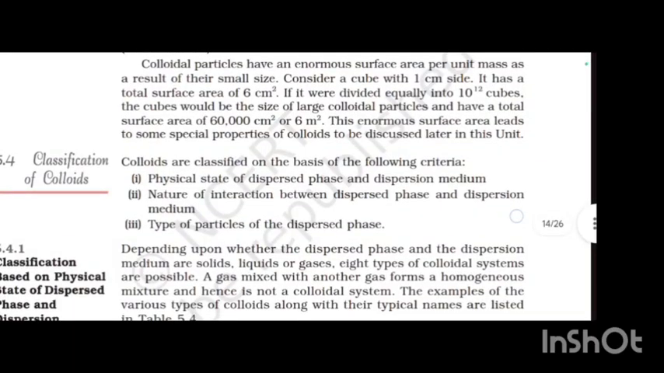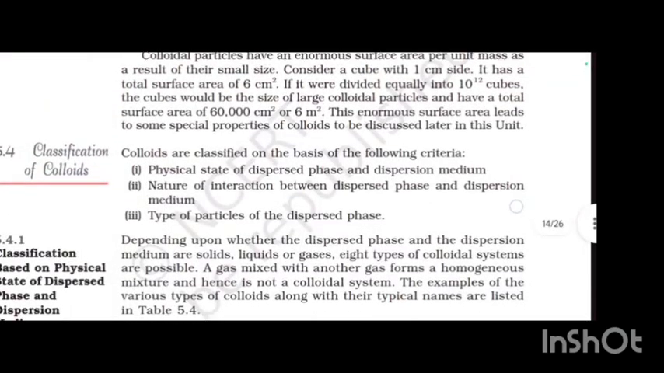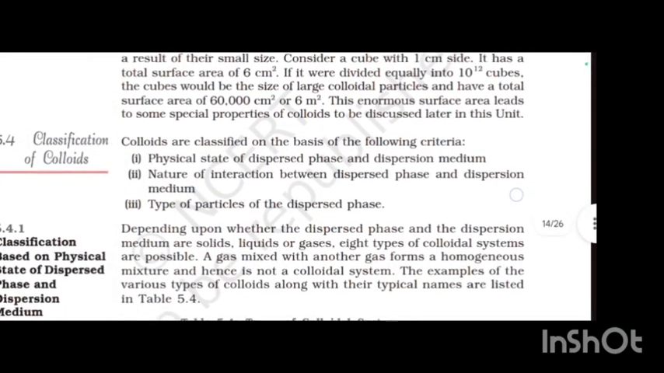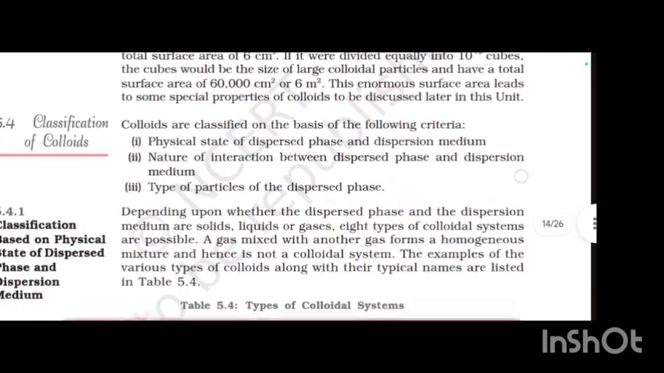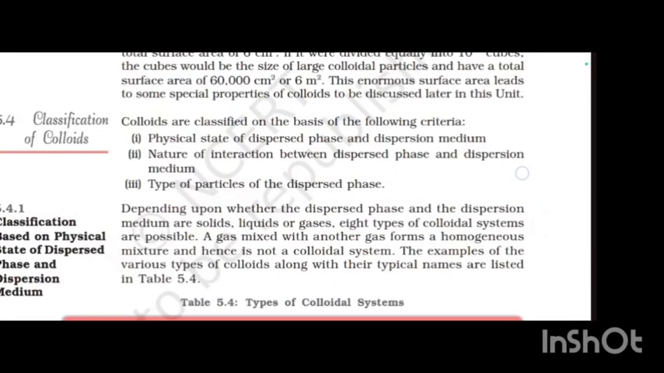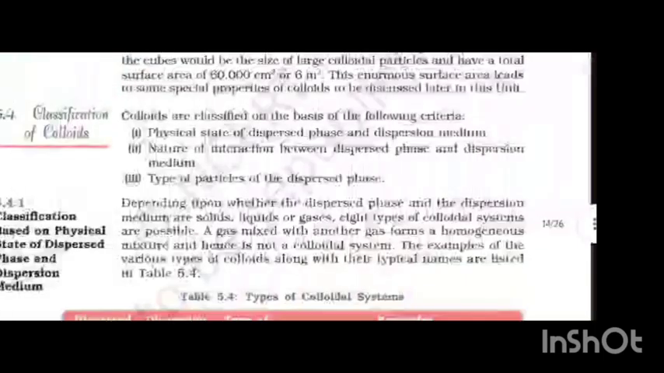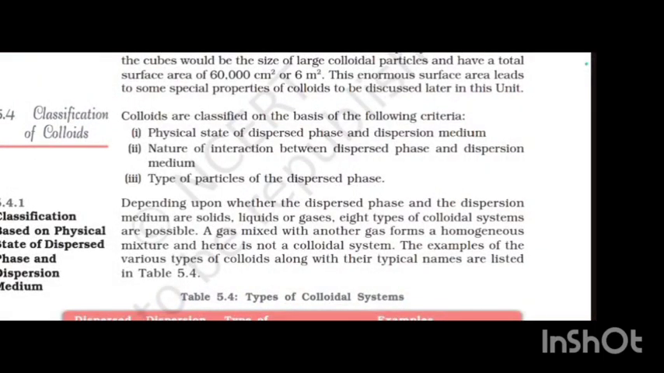Consider a cube with 1 cm side. It has a total surface area of 6 cm². If it were divided equally into 10^12 cubes, the cubes would be the size of large colloidal particles and have a total surface area of 60,000 cm² or 6 m². This enormous surface area leads to some special properties of colloids, to be discussed later in this unit.